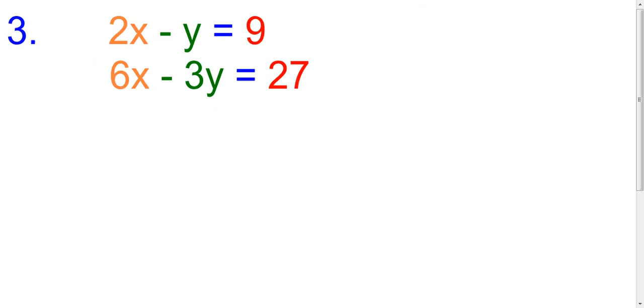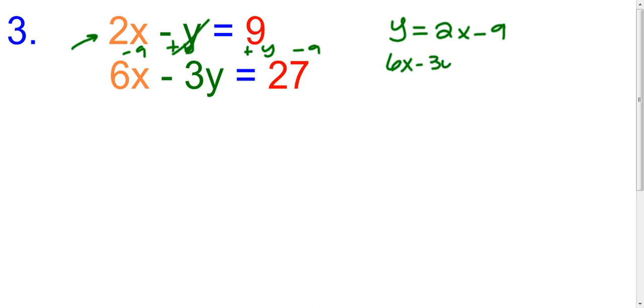Okay, this is also another problem that we're going to do with substitution. And so neither of these problems are solved for x or y. I think it would be pretty easy to get this one, the top one, solved for y. So I will do that by adding y to both sides and then subtracting 9 from both sides. Hopefully you can handle that all at one time, so that this top equation becomes y equals 2x minus 9. And the bottom equation I'm not going to change. I will just leave it right here.